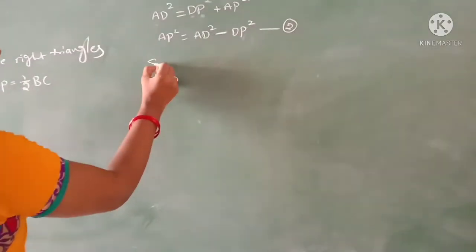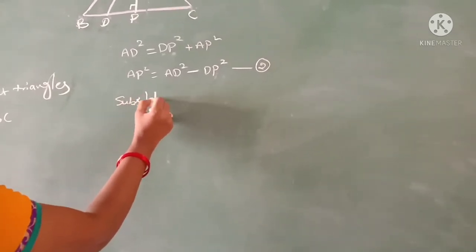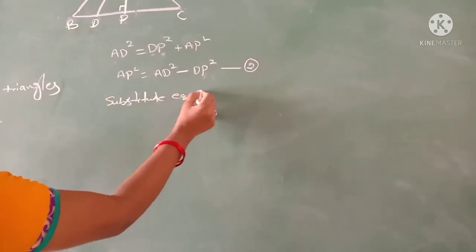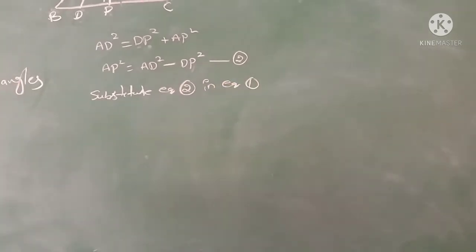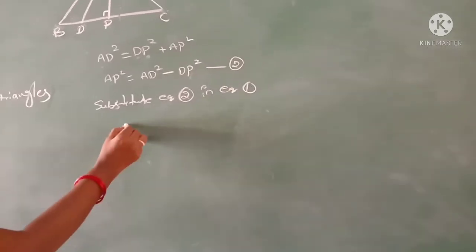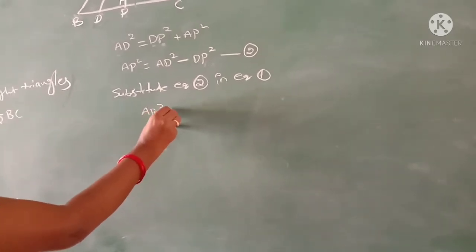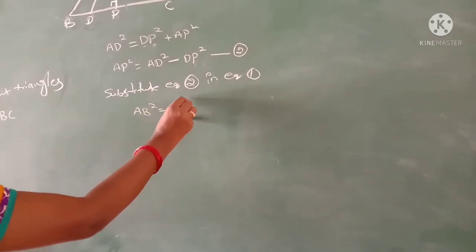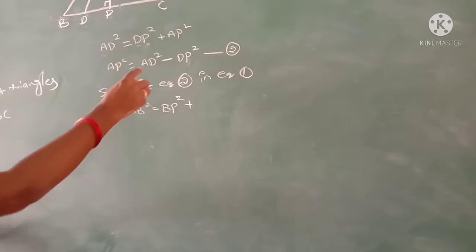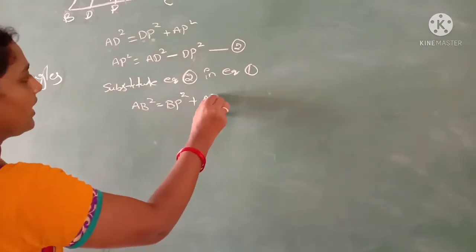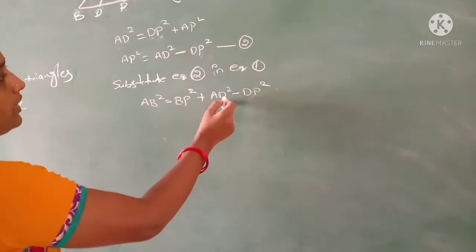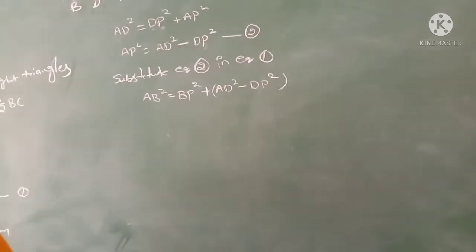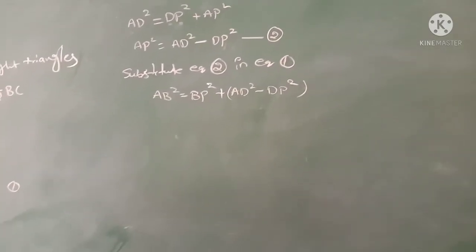Substitute equation 2 in equation 1. So write AB square equal to DP square plus AP value, AD square minus DP square.